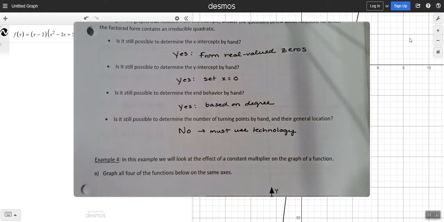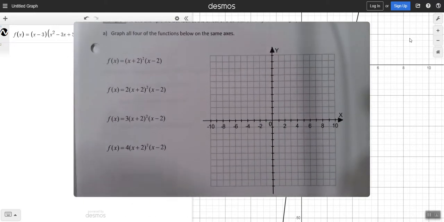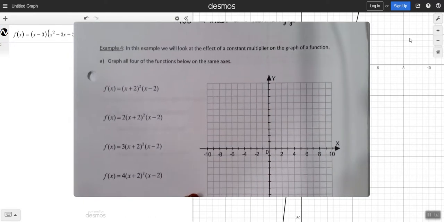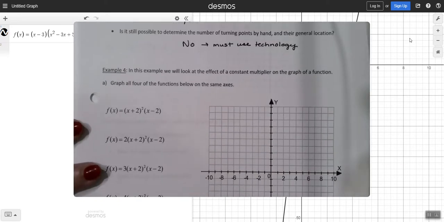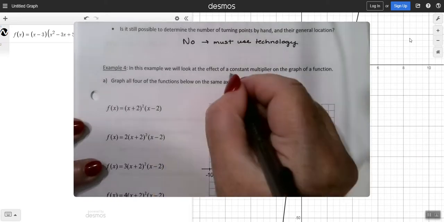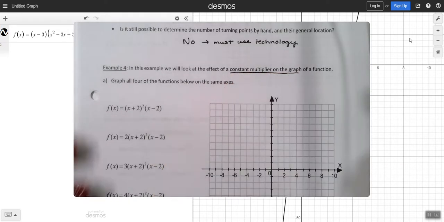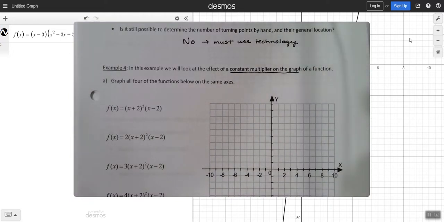Because different irreducible quadratics result sometimes in different shapes, as we saw. All right, the last thing we want to learn to deal with in terms of our functions are constant multipliers on a graph. So what we're going to do is a quick little prediction, and then we're going to go to Desmos for quite a bit of this.